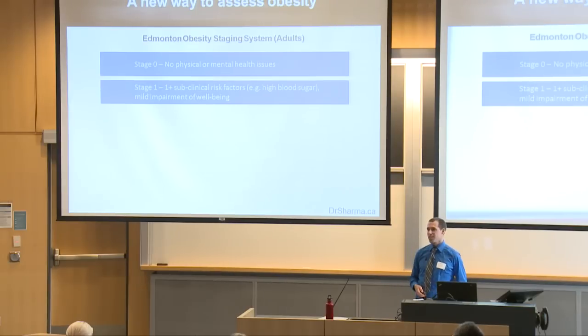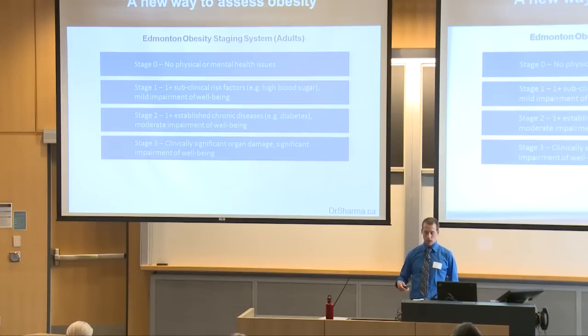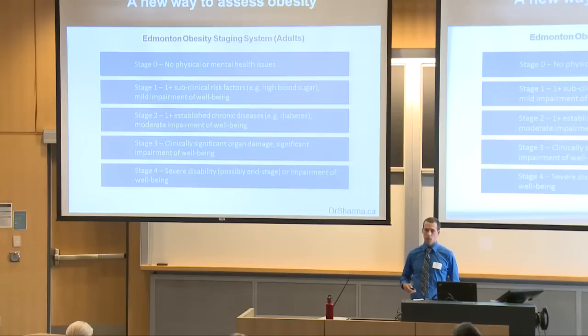Stage 1 would be someone who has a bit of a health risk, high blood sugar, high blood pressure, but still, they don't have a full-on chronic disease. Stage 2 obesity would be someone who has an established chronic disease like diabetes. Stage 3 has really significant end organ damage, and Stage 4 is someone who may be nearing a loss of life or significant disability based on their body size.